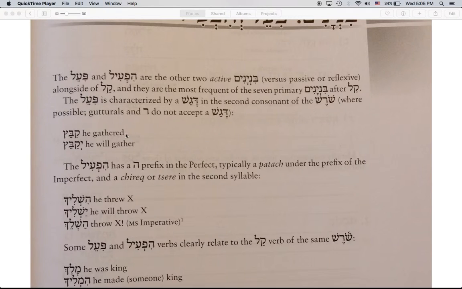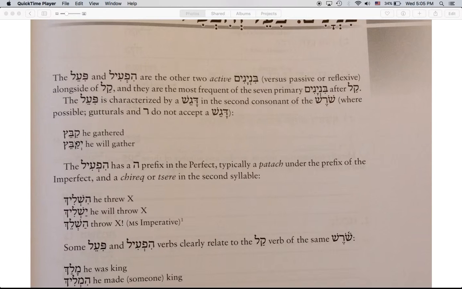Let's look at two examples. Here we have the piel perfect, qibbetz, he gathered. Notice the dagesh in the second radical, the second root letter of the shoresh. And then the imperfect, yeqabbetz. So here we have a dagesh in the second consonant of the root, right here in the bet. So this is characteristic of the piel.